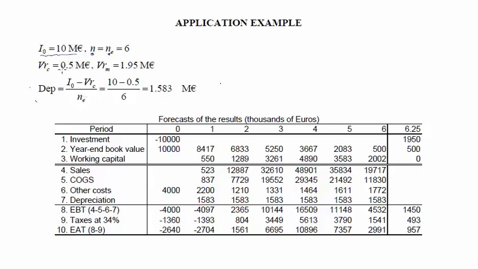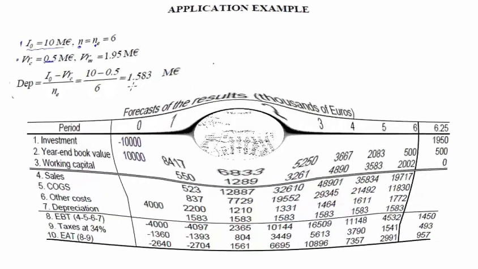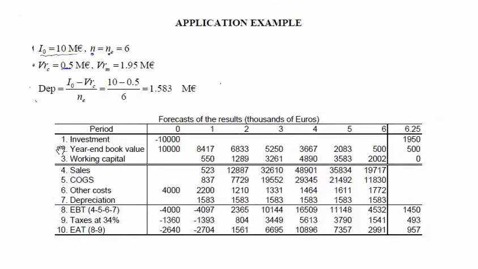So we subtract these two values, the investment and the residual accounting, as we show here, and we divide by 6, and we get this amount, 1.583 million euros.